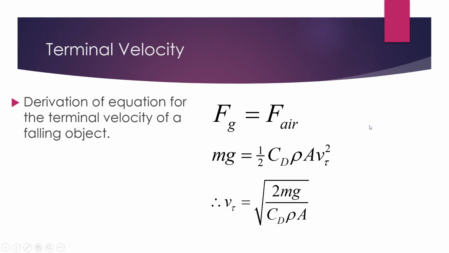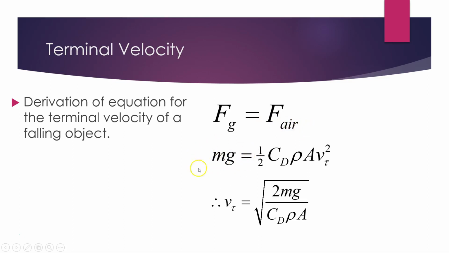So how do we actually calculate terminal velocity? Well, we've got a little derivation we can do here for a falling object, and it's pretty simple. We just say that terminal velocity occurs when the force of gravity, Fg, is equal in magnitude to the force of air resistance, but opposite in direction. So Fg equals F air, in other words, the force of air resistance.